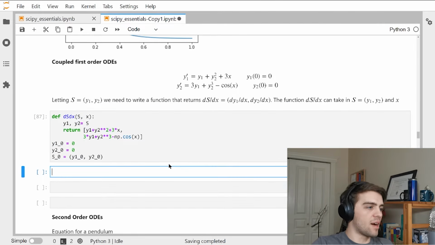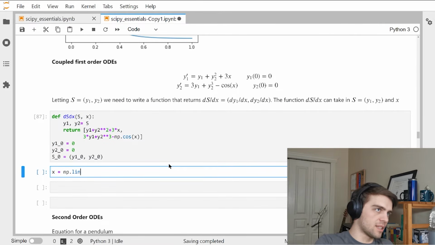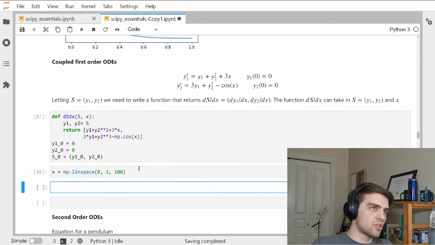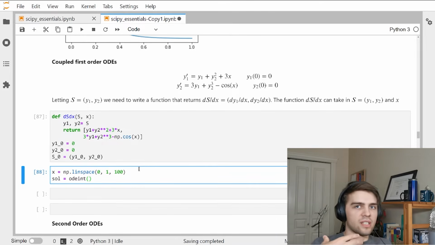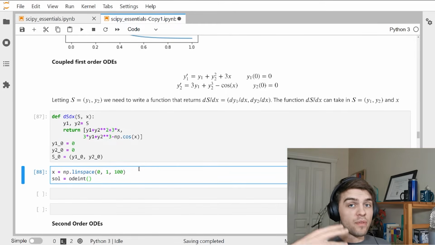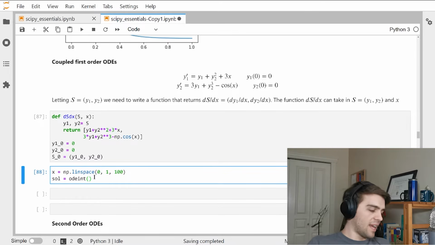So here I have this, and now I solve. So x is equal to np.linspace(0, 1). I'll solve it for 100 values between x is equal to 0 to 1. And the solution, like before, is sol is equal to odeint of the function. That's, of course, the differential equation solver that we've imported from SciPy. And it takes in ds/dx, and it takes in the initial condition s naught.